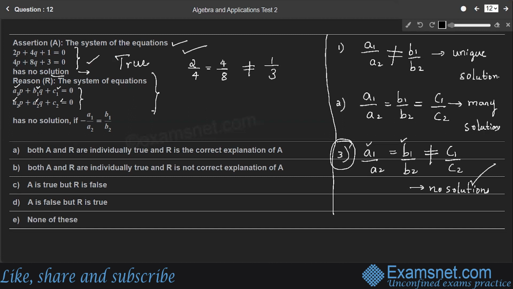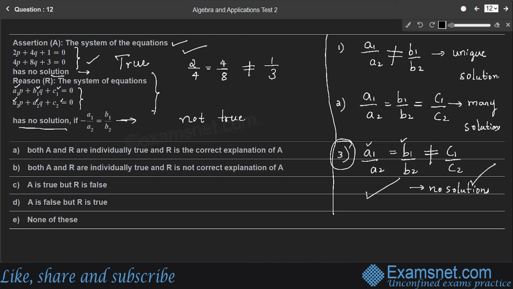Apply these rules to the second system of equations. Here it is given that if minus A1 by A2 is equal to B1 by B2, the system has no solution, right? The system has no solution only if A1 by A2 is equal to B1 by B2, which is not equal to C1 by C2, right? Therefore, for the second system of equations, the reason R is not true.